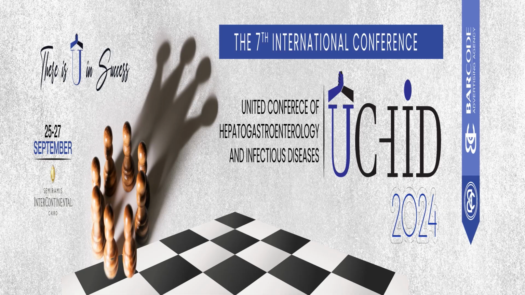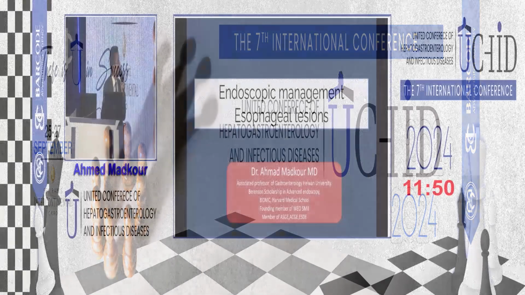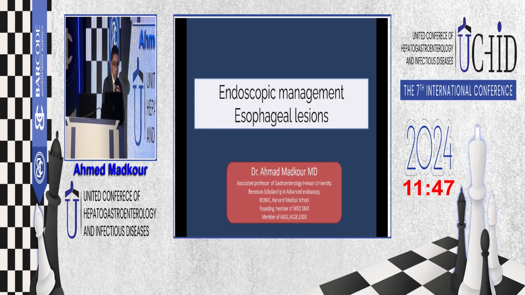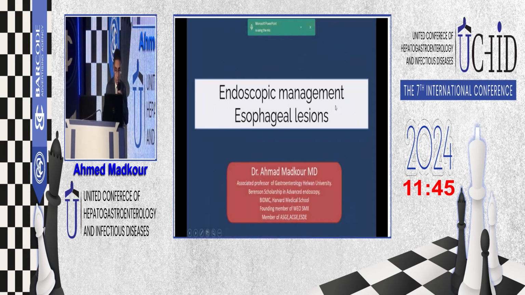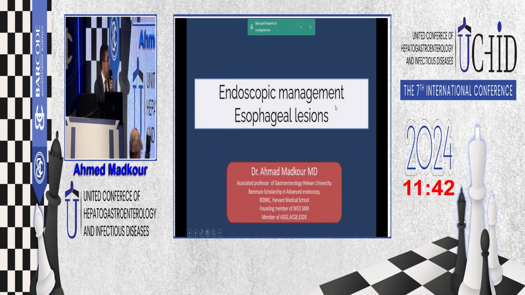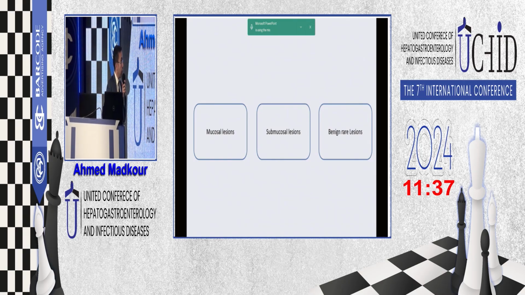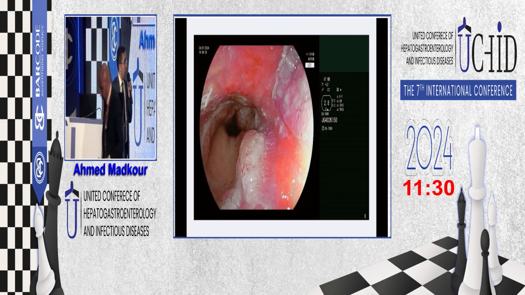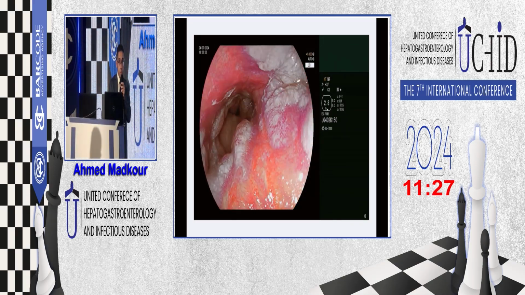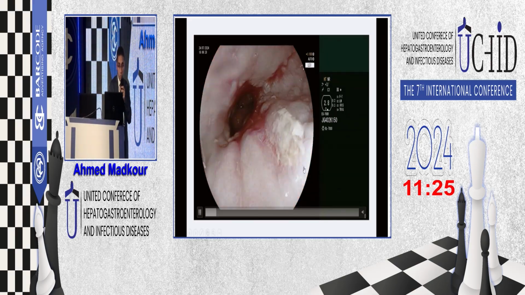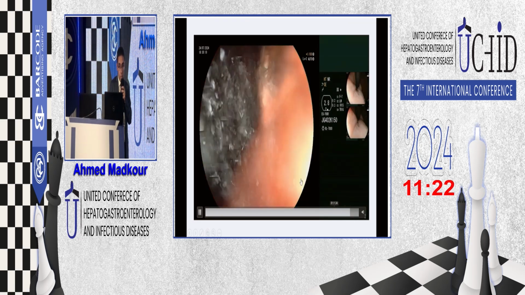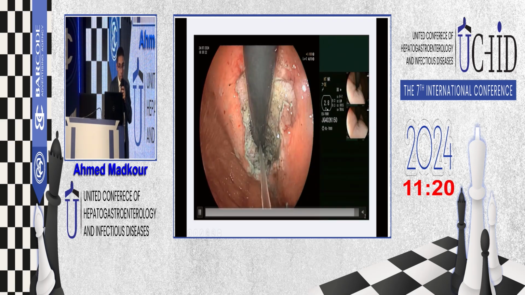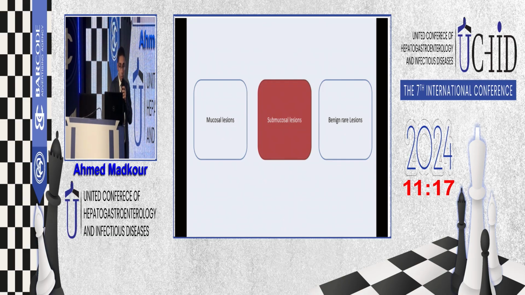I will try to follow the instructions, stick to the time, and maybe skip some slides. I don't want to have a lot of overlap, so my talk today is about endoscopic management of different esophageal lesions. The esophageal lesion may be mucosal, and we have the guidelines, and Hani showed us how we can do endoscopic resection for mucosal lesions. Here is a circumferential esophagogastric lesion. It still can be resected.